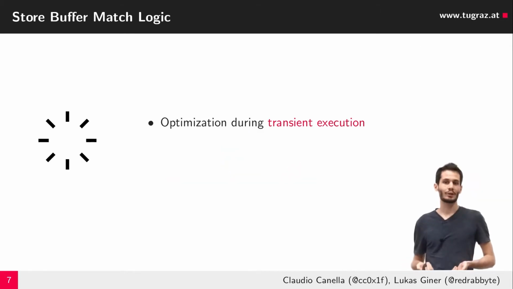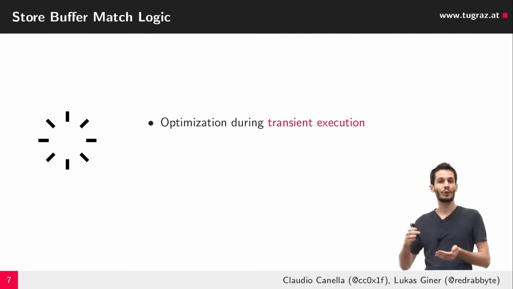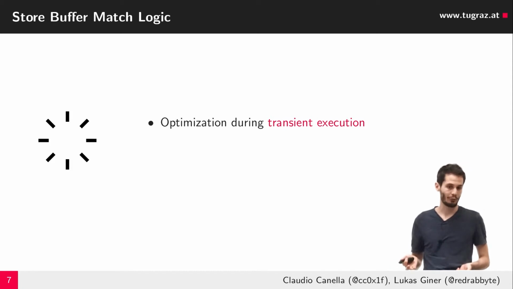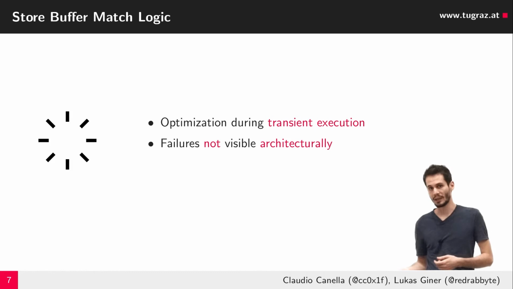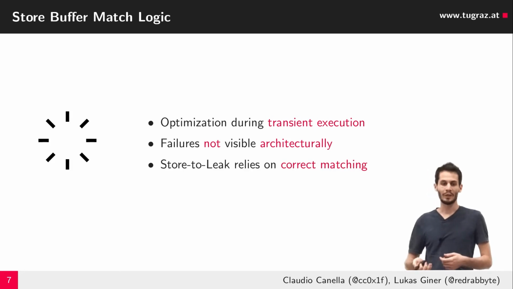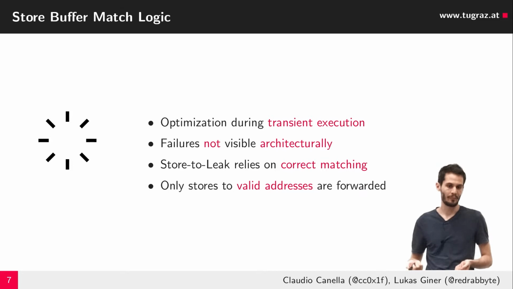So this store buffer match logic is entirely transient, right? If one of these assumptions before was incorrect, then it doesn't matter architecturally. It all gets thrown out anyways. But for us, for store-to-leak, as I said, we only look at the left column where everything works correctly.